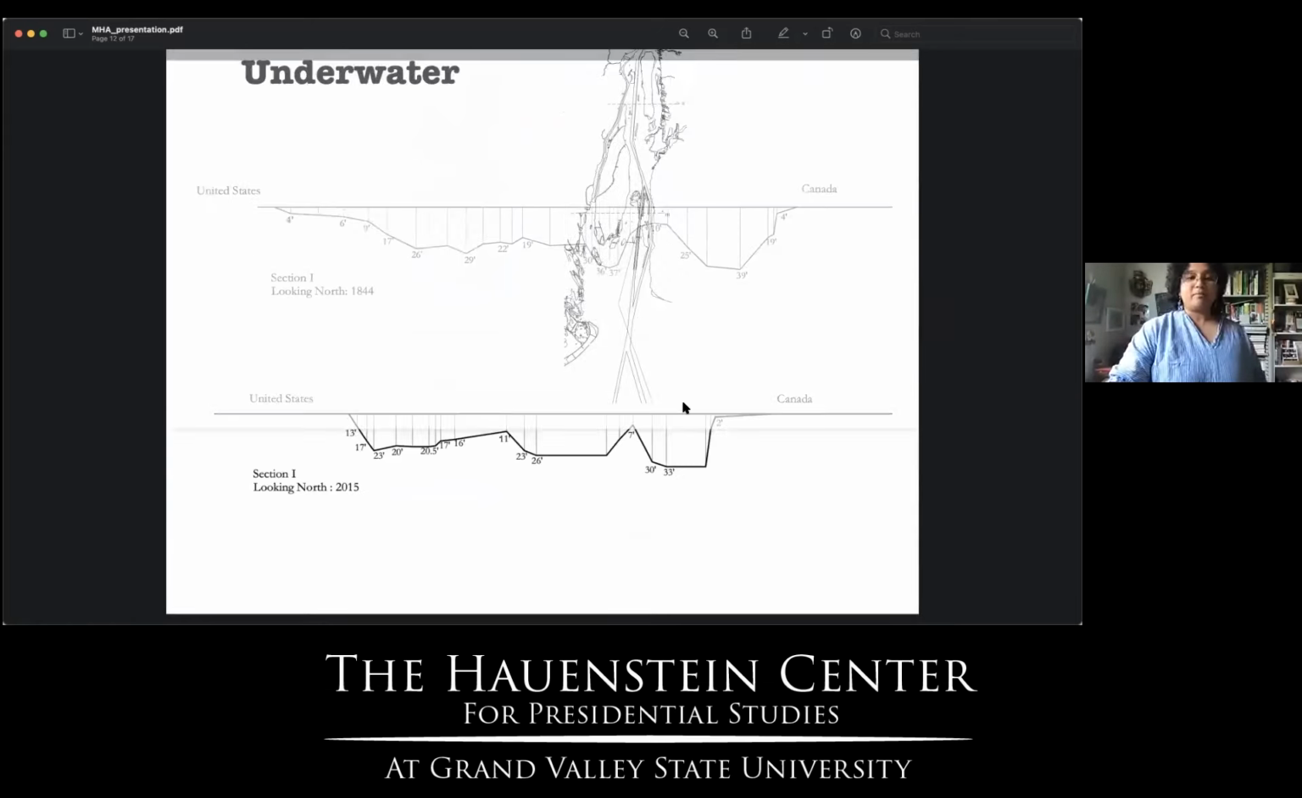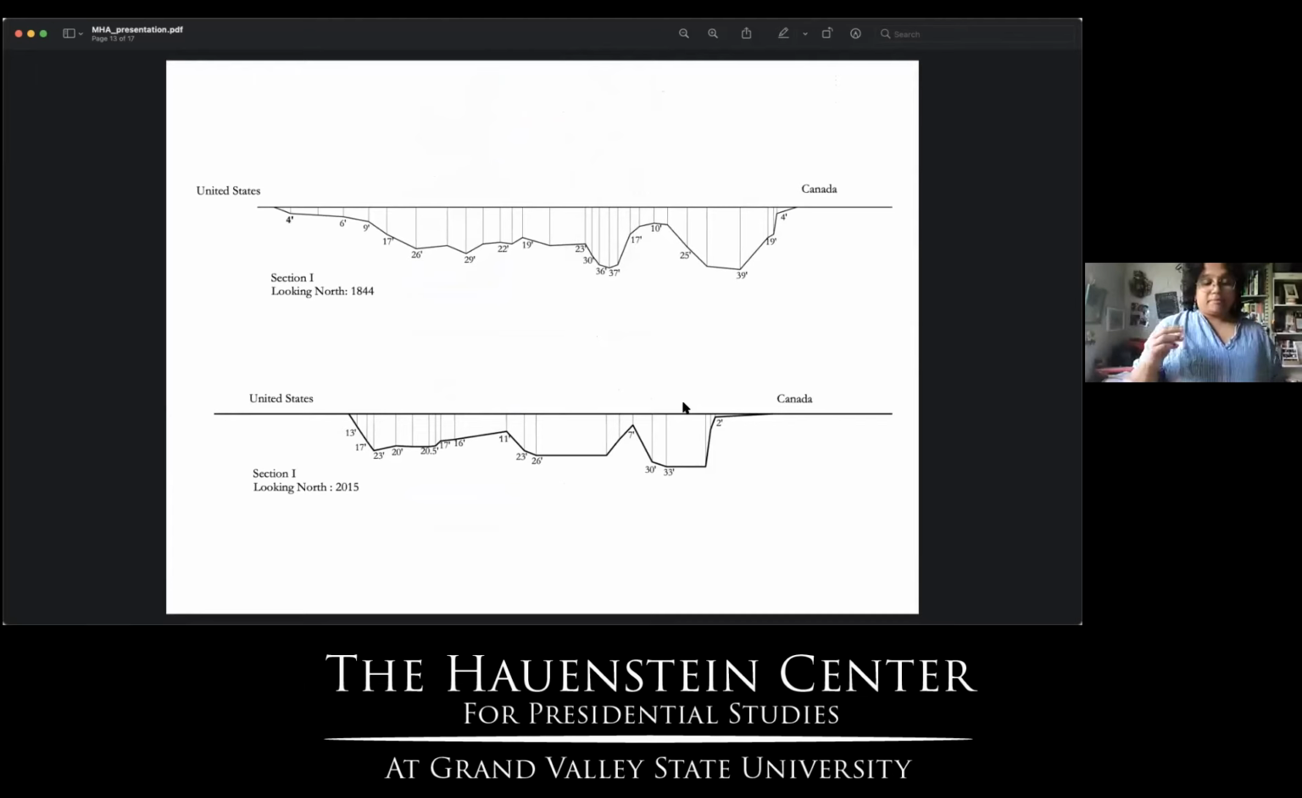So during the 1870s, a depth survey of the Detroit River by the Army Corps revealed a U-shaped channel with a sandy bottom. Now, along the river shorelines, there was emergent vegetation that could grow up to 2 meters deep.